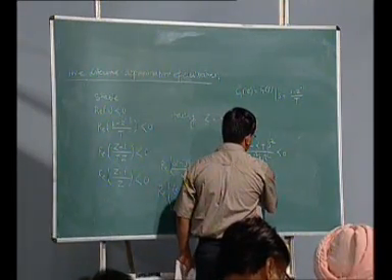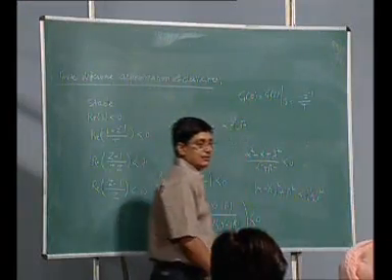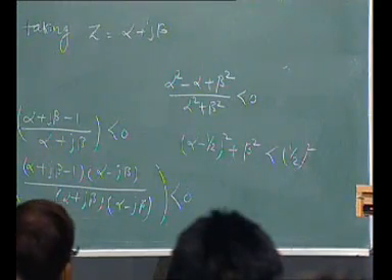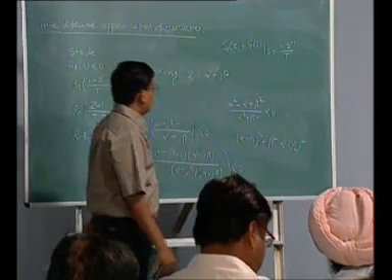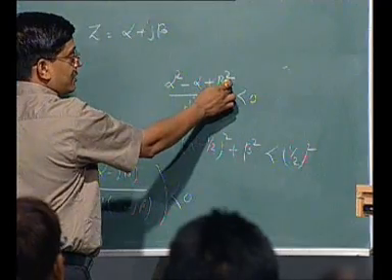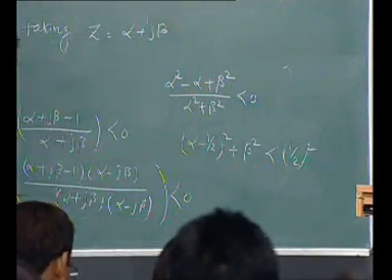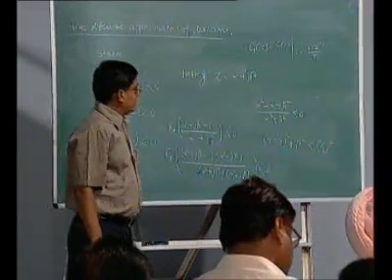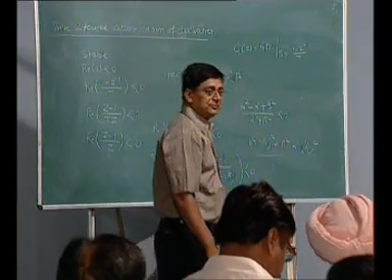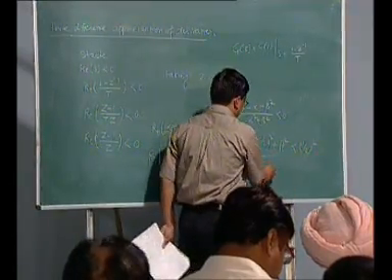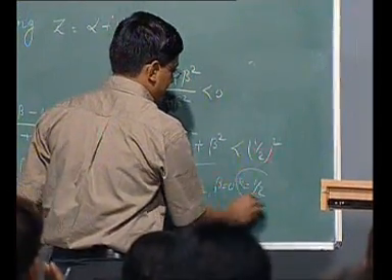Now, I can write it as (alpha minus half) square plus beta square less than half square. Is it coming? Alpha square minus alpha plus beta square less than 0, right? Then I am adding a quarter here, then it will be (alpha minus half) square plus beta square less than half square. Now, we know that this is the equation of a circle, and the coordinates of the circle are alpha equals half, beta equals 0, with radius half. This is the radius. These are the coordinates.